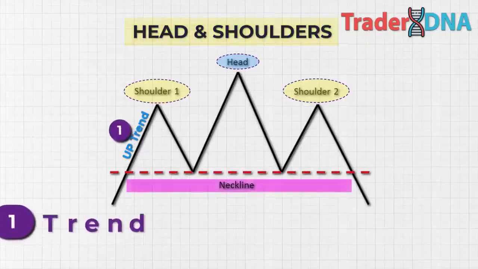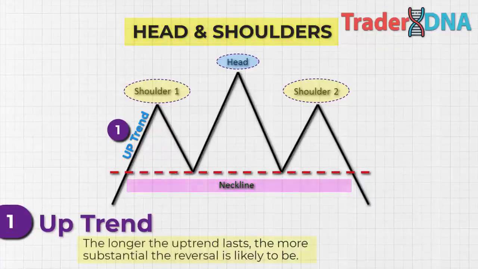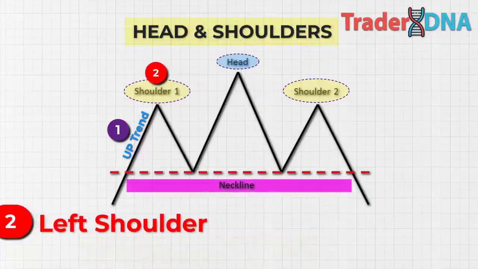Step 1. Uptrend. The first part of a head and shoulders pattern is the uptrend. This is when the price keeps going up for a while until it starts getting tired. Generally, the longer the uptrend lasts, the bigger the reversal is likely to be. Step 2. Left shoulder. In the next step, the market moves down a bit to create a higher low. Things are coming together, but we're not ready to draw the neckline just yet.